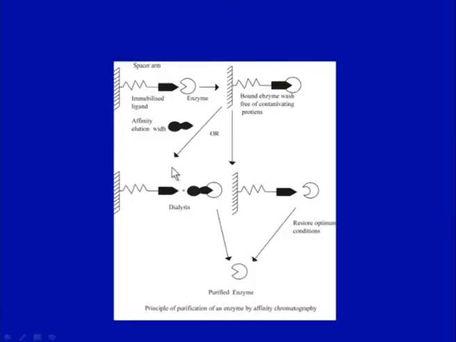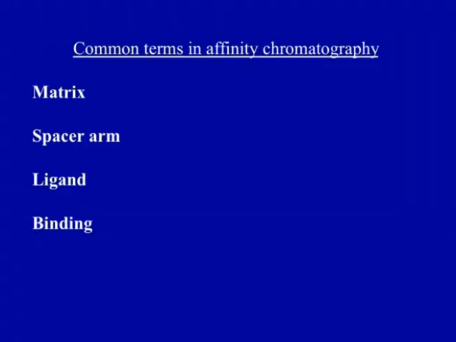Now, here, if you see, what I have explained is depicted. You have a ligand with a spacer arm, this comes and binds here, then this could be eluted with another free ligand, or pH conditions could be used, and then you can restore it, and again purified enzyme is obtained, and this could be used as many times as you want by cleaning it up. All right, let us discuss different things about this chromatographic technique.